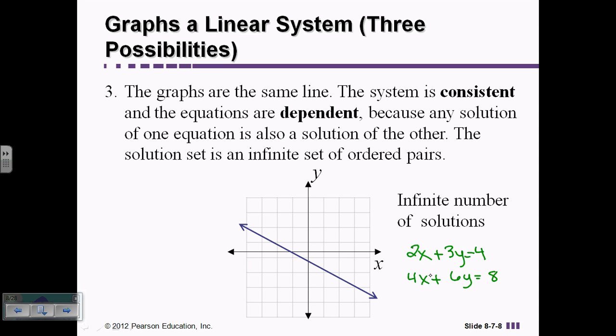And so technically what I have here is not just a graph of one line, but two lines that are on top of each other. So if I were to ask you, how many times do those two lines touch? They touch infinitely many times. So there is an infinite number of solutions. This type of problem is considered to be consistent and dependent.